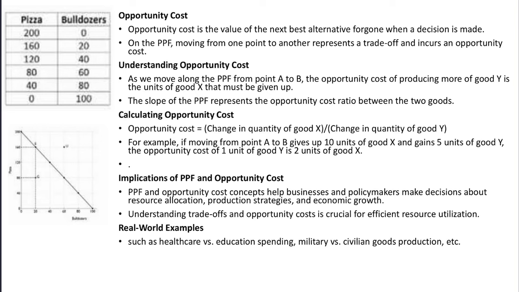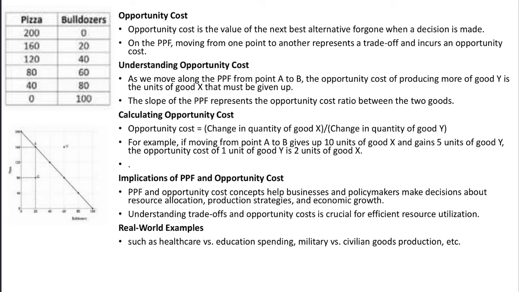Now, what is opportunity cost? As we move along the PPF from point A to point B, the opportunity cost of producing more of good Y is the units of good X that must be given up. Now what is this telling? Let me explain with an example.